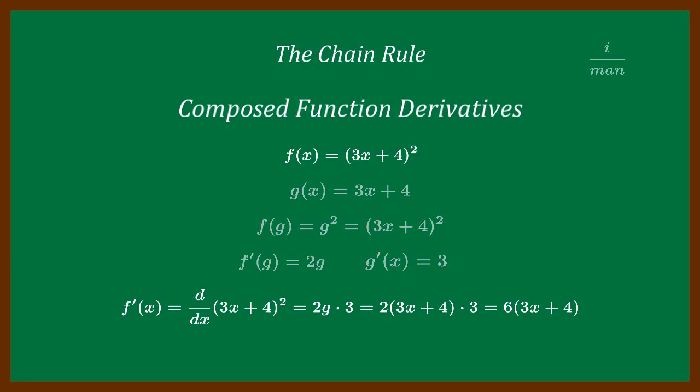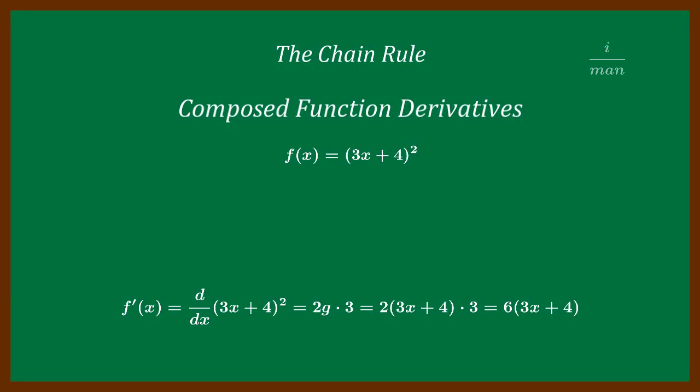Now you might say we could have just multiplied out the 3x plus 4 squared and taken the derivative of that. And you could do that. That's because this is a relatively simple expression. But what if the exponent had been 100? Then it would be clear that doing it that way would be extremely difficult. However, using the chain rule would work just like this example here.